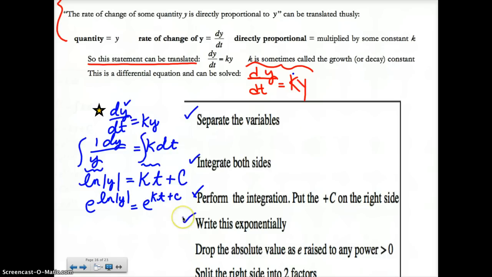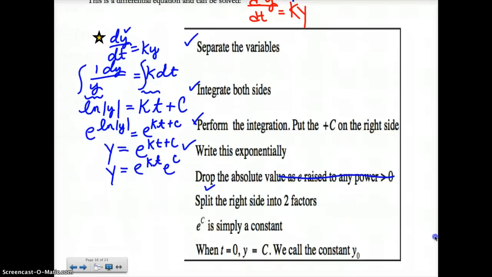So I've just written this exponentially. The absolute value can be dropped. I really don't like this explanation of why it can be dropped, so I'll give you another one in just a minute here. So again, these are inverse functions. e to the ln of a quantity is that quantity. And on the right-hand side, I still end up with e to the kt plus c. All right? So now what I'm going to do is split the right side into two factors. So I've got y is equal to e to the kt, and we did this extensively in our last unit, so I'm really not doing any new math here. I'm just going to be applying it to some growth models.